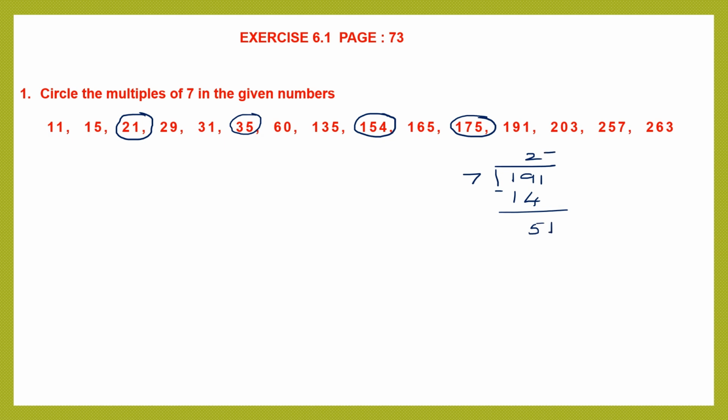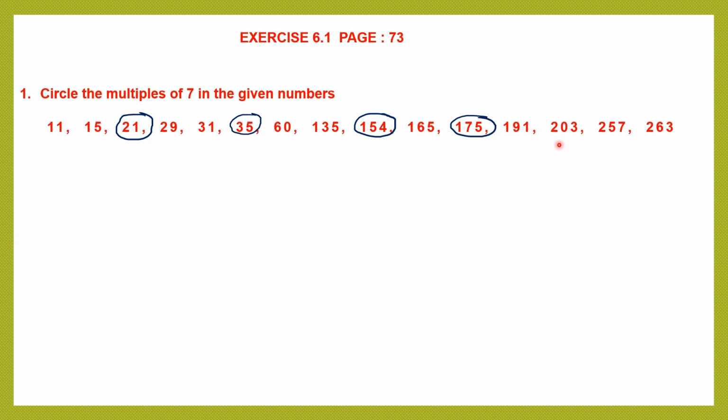Now 7 sevens are 49. You must get a number close to this, 49. Now we have to subtract. So this is 11 minus 9 is 2. And can you see, children, the remainder is 2. It is not 0. So 191 is not a multiple of 7.